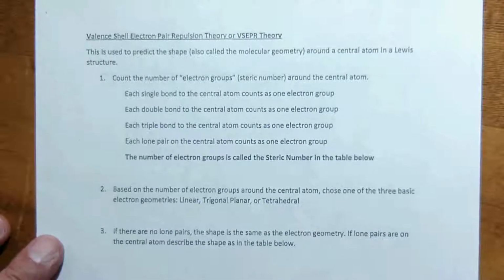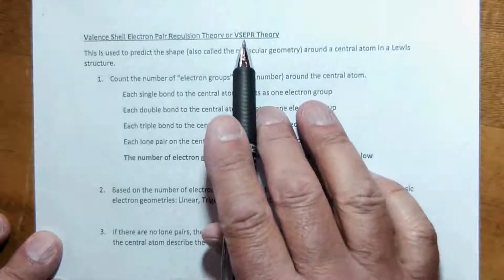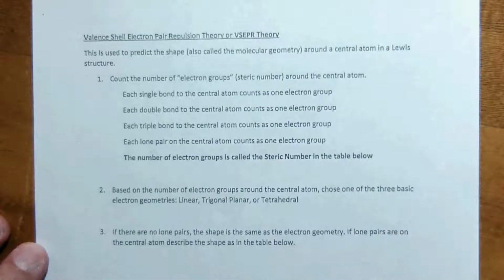It's called Valence Shell Electron Pair Repulsion Theory, or VSEPR theory for short. No, you're not going to be tested on the name, but when you hear people say VSEPR theory, you'll know what they're talking about. And again, it's all about shape.